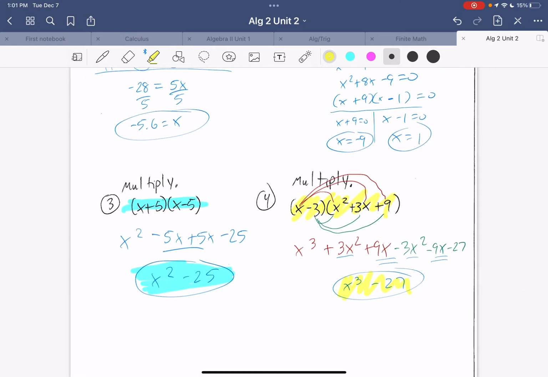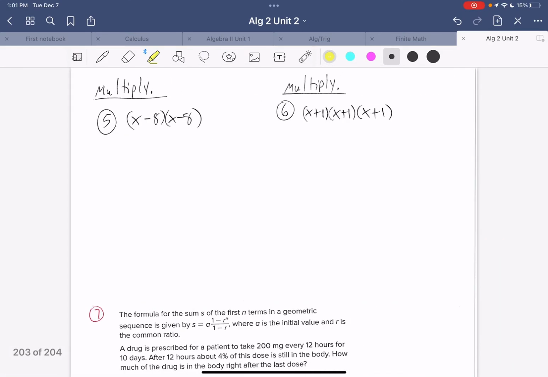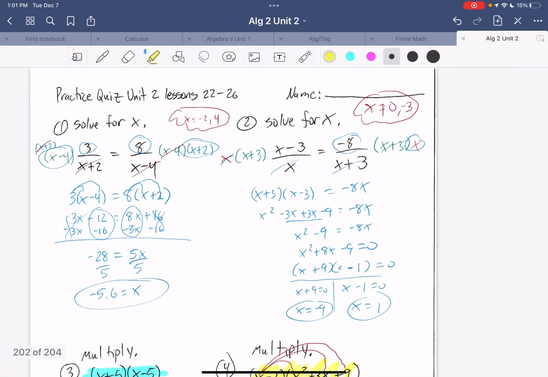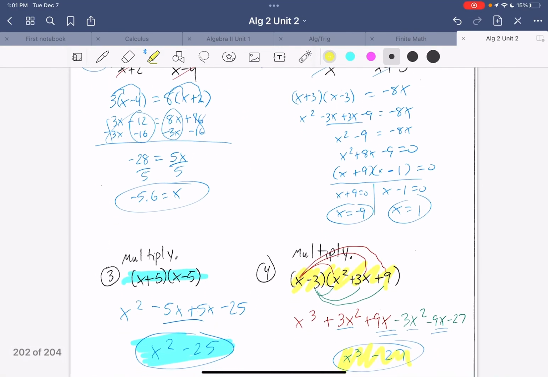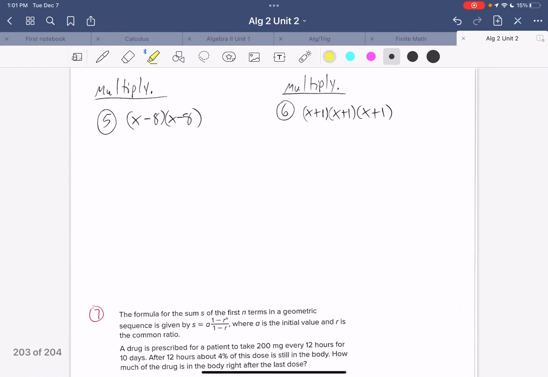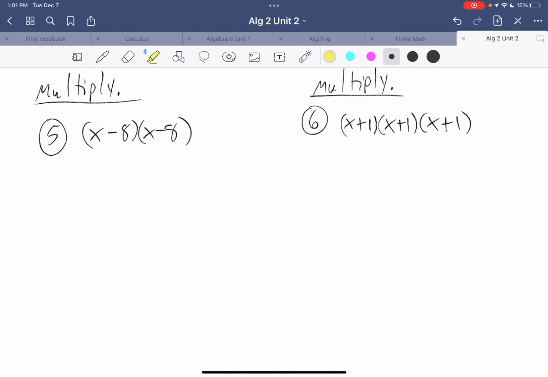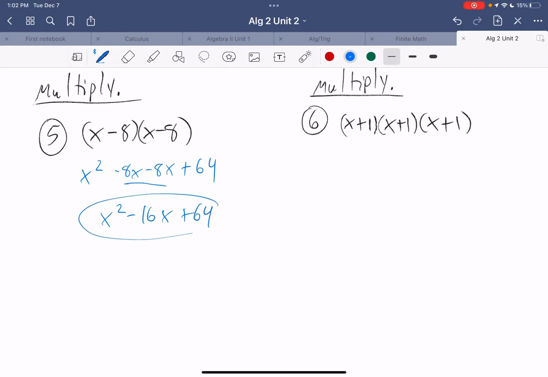Okay, page 2. Just more identity stuff. Notice this is +5 and -5, so I was like, well, what happens if I give them x plus 8 or x minus 8, x minus 8? So we're still going to multiply this together. First, outside, inside, and last, 8 times 8, 64. These go together, so it's x squared minus 16x plus 64.